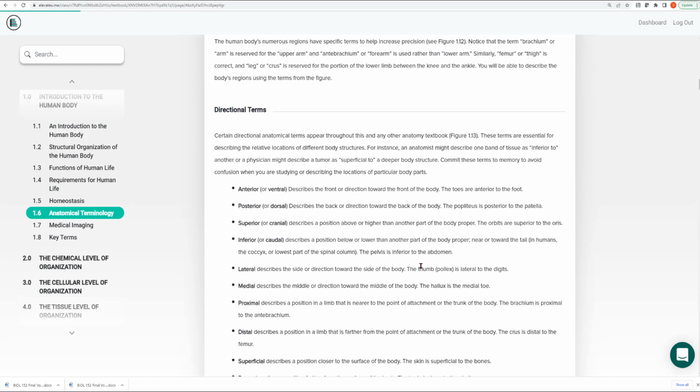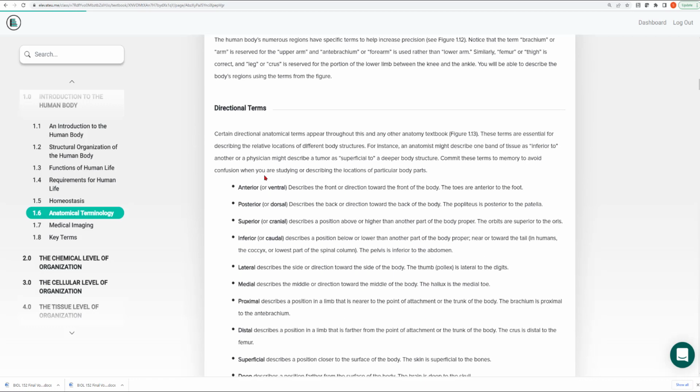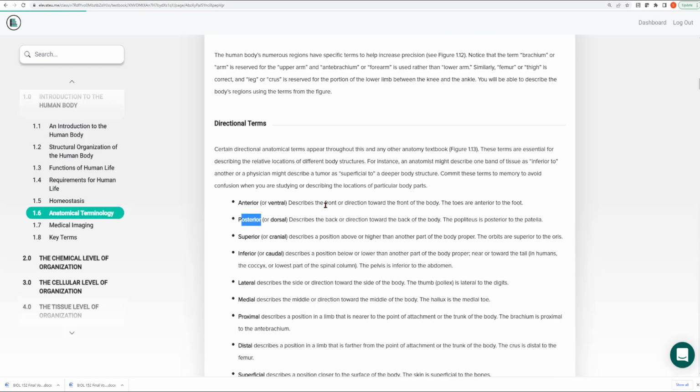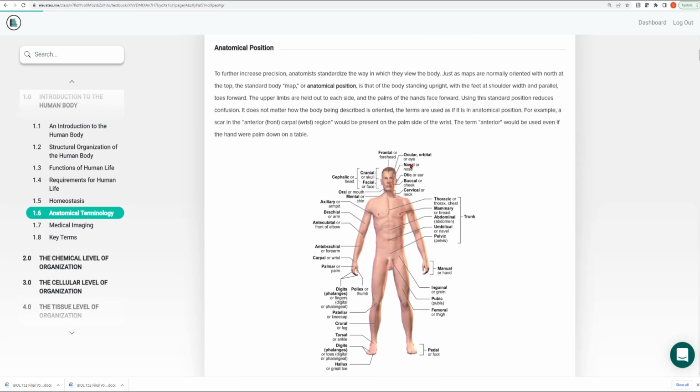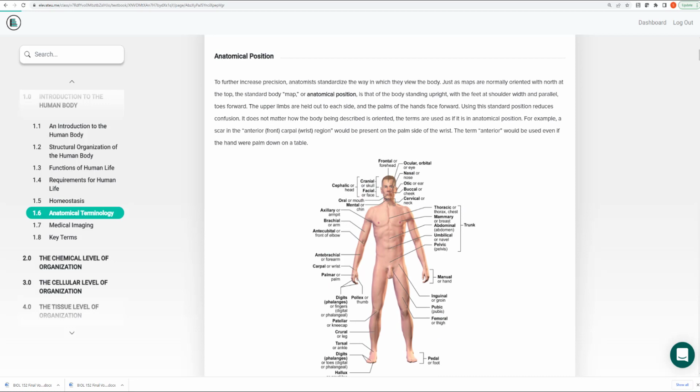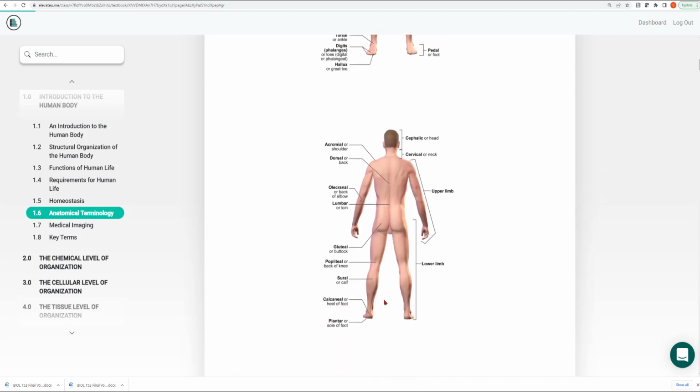So let's talk about some of those directional terms. All of these directional terms come in pairs, and when you use one term, it's appropriate to use the matching term. So, anterior and posterior. Anterior is toward the front. Posterior is toward the back. So up here, this is an anterior view. We're looking at the front of the body. This would be a posterior view of the body.